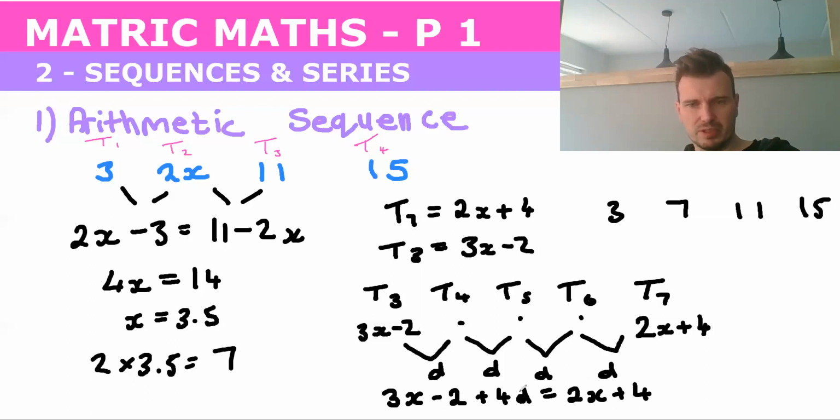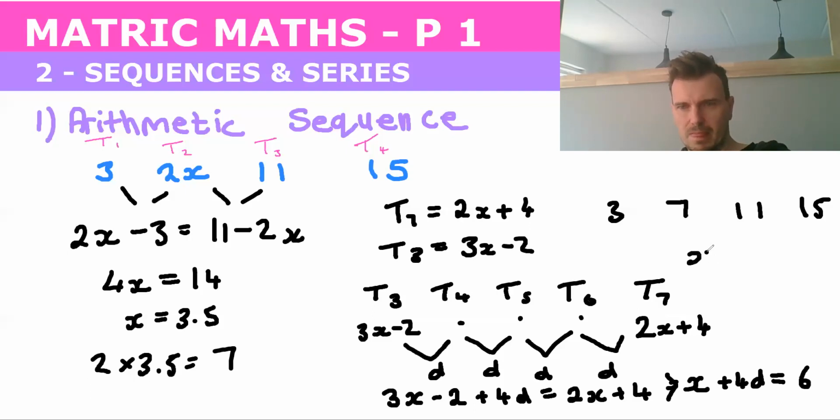So here what you would do is you would simplify it to 3x minus 2x, which would be x. And then the numbers go to the other side. 4 minus 2 becomes 4 plus 2. x plus 4d equals 6. And what they could do is they could tell you the difference is, say, 3. And so all you would do is you would substitute in 3 here. Actually, let's make the difference 4, like the one we've been using. So it would be x plus 4 times 4 equals 6.